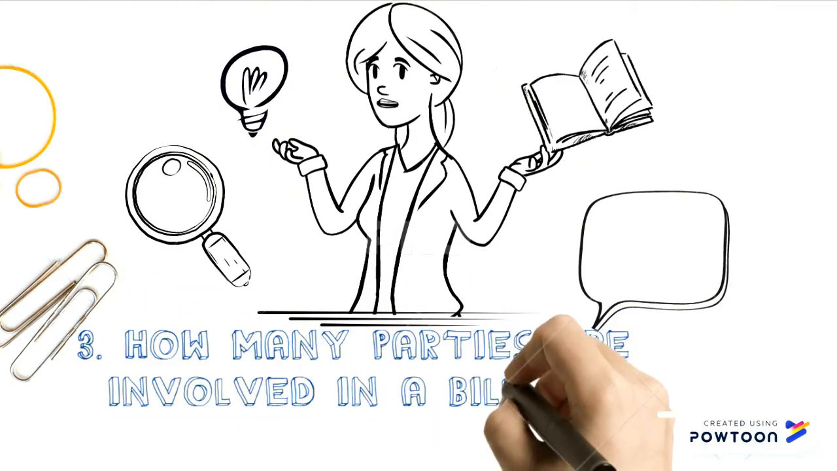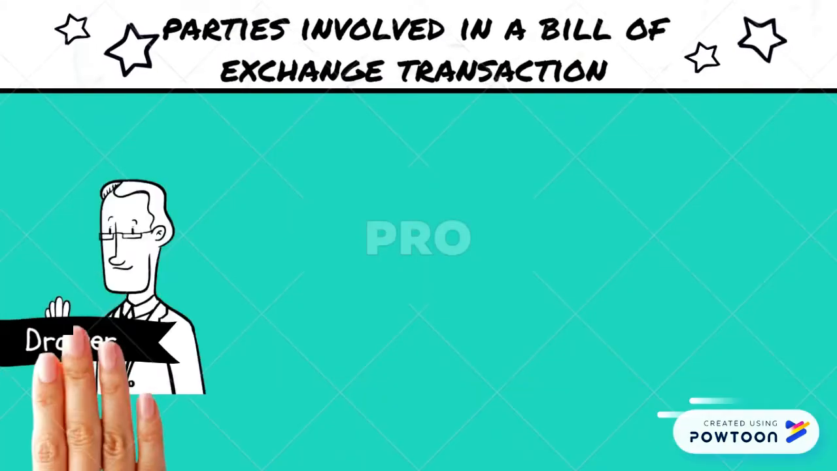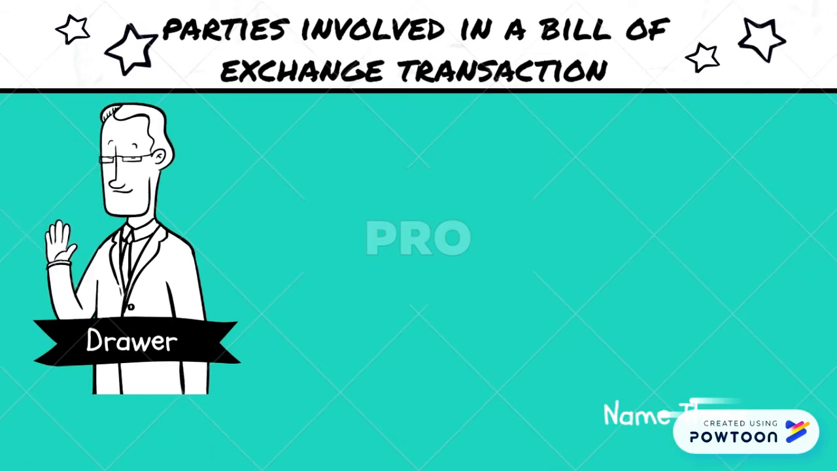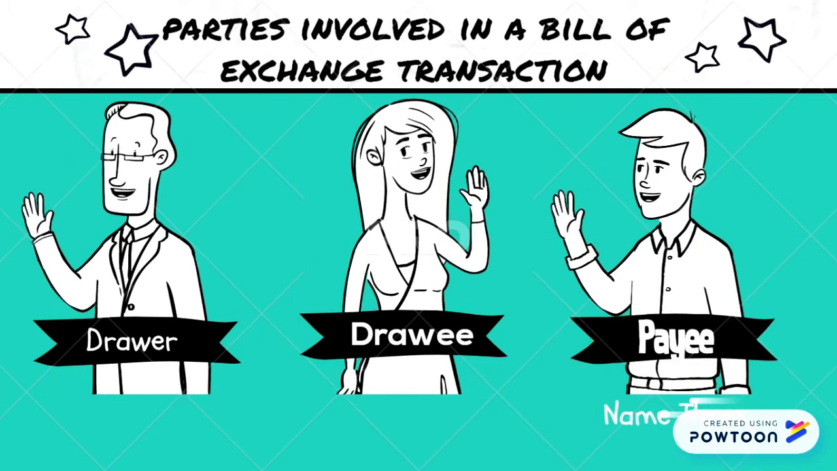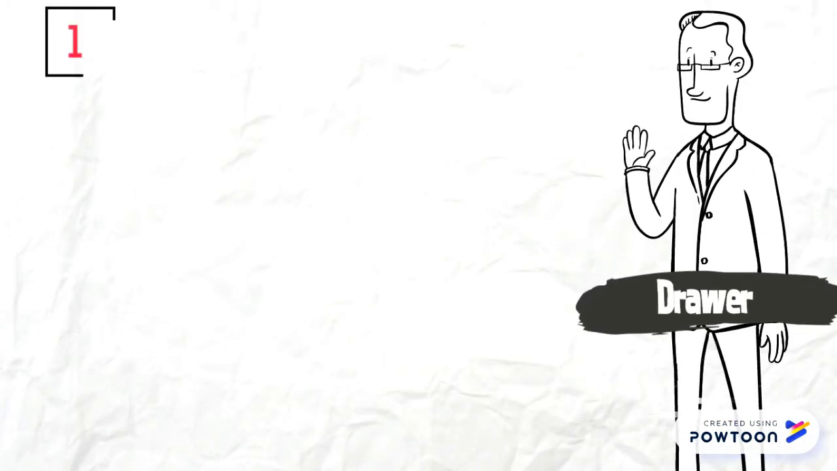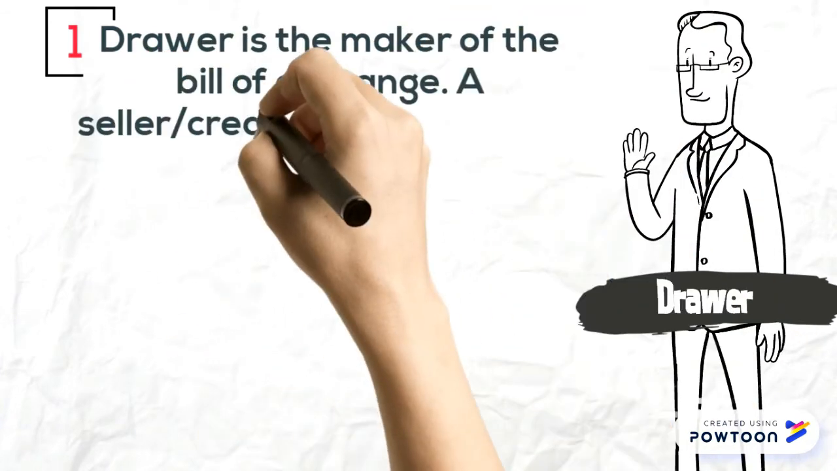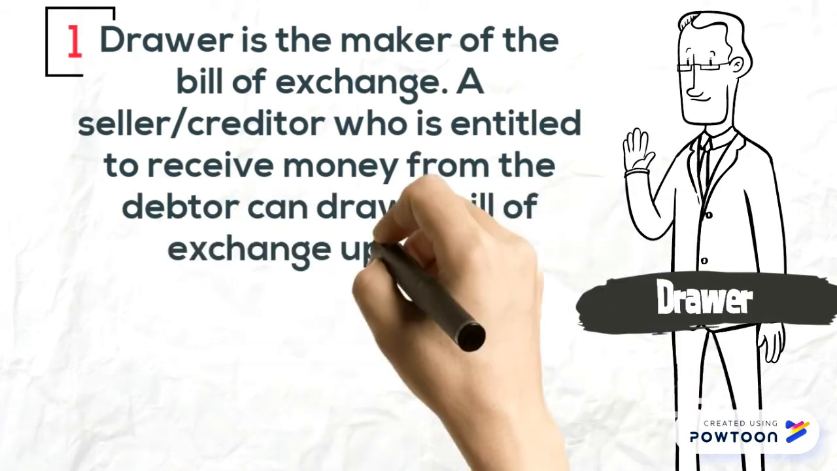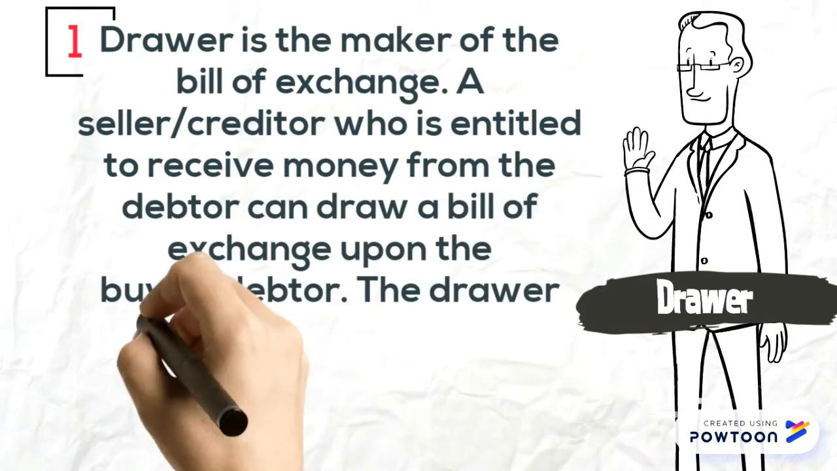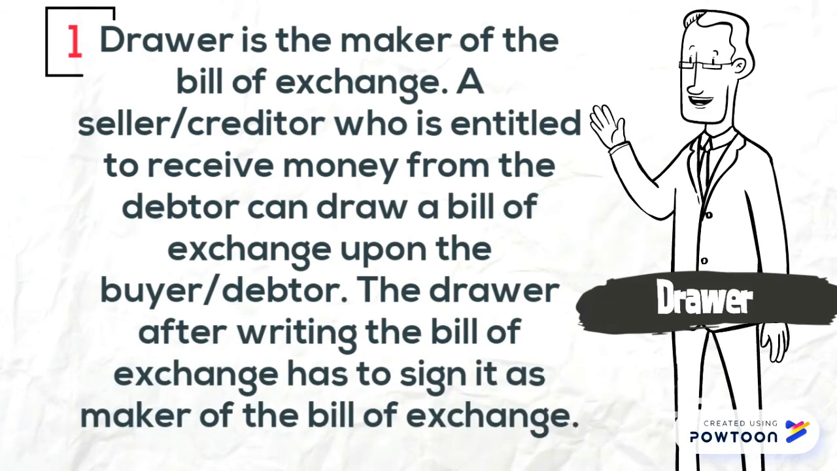How many parties are involved in a bill of exchange transaction? There are up to 3 parties involved: drawer, drawee, and payee. Drawer is the maker of the bill of exchange. The seller or creditor who is entitled to receive money from the debtor can draw a bill of exchange upon the buyer, the debtor. The drawer, after writing the bill of exchange, has to sign it as maker of the bill of exchange.